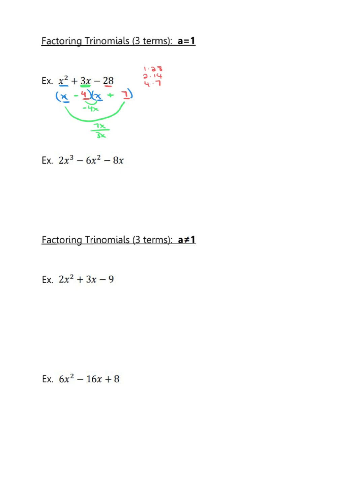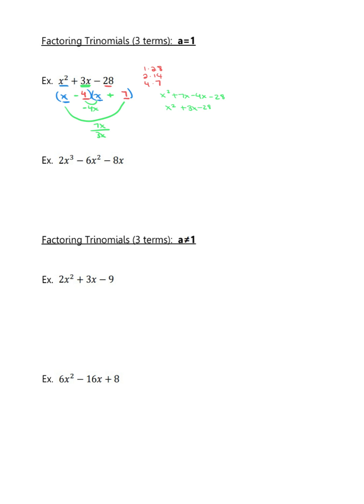So x times x is x squared. x times 7 is 7x. Negative 4 times x. Negative 4 times 7 is negative 28. And that does give me back the original. So x minus 4 times x plus 7 is the factored form.